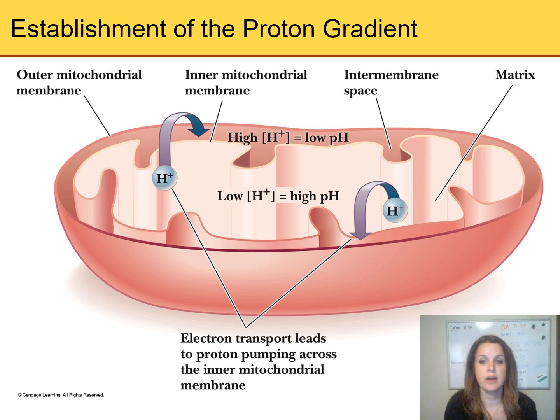So just for a reminder, mitochondria have an inner and an outer membrane. And all of these reactions are occurring on the inner membrane and pumping hydrogen ions into the intermembrane space, creating a high hydrogen ion concentration or a low pH. And so that's called a gradient because there's a difference on one side of the membrane versus the other.